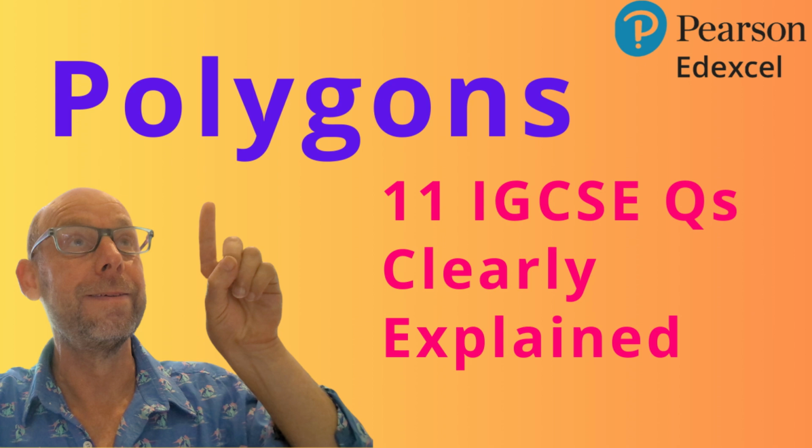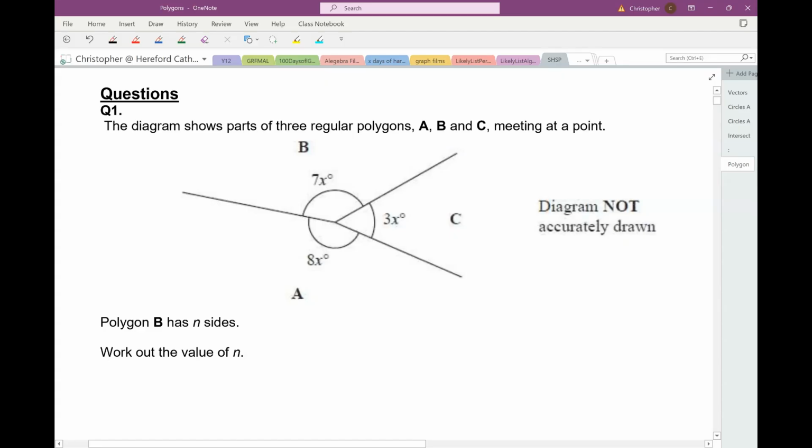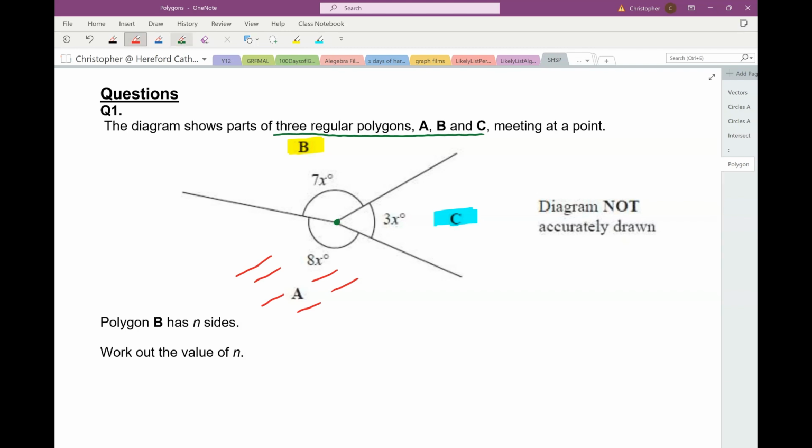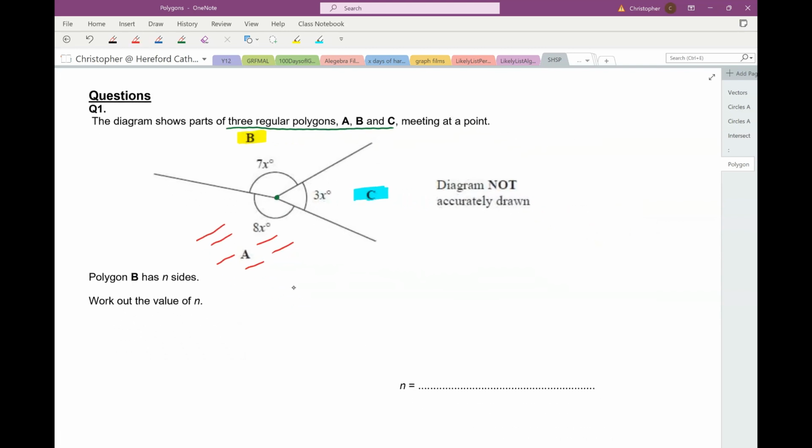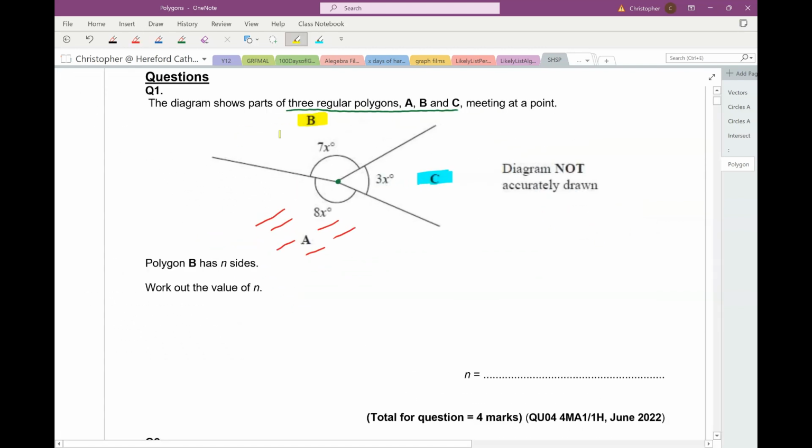Right. Let's get on with the maths. Question 1. The diagram shows parts of 3 regular polygons, A, B and C, meeting at a point. This is part of polygon B, this is part of polygon C, and this is polygon A. Polygon B has n sides. Work out the value of n. So I'm being asked how many sides polygon B has. Polygon B is this one, isn't it?